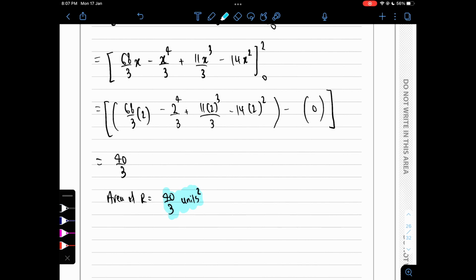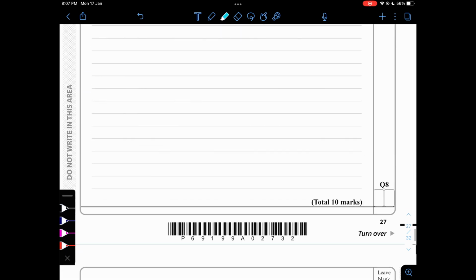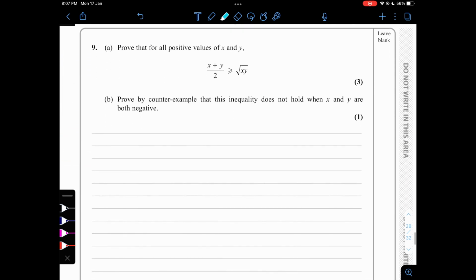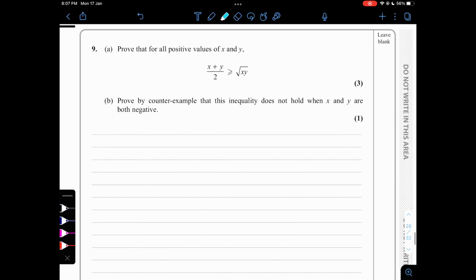Let's move on to question number 9. Alright, so now we're at question number 9. So prove for all positive values of x and y that x plus y over 2 is greater than or equal to the square root of xy. Okay. So the key to this is to work backwards. So I'm going to show you what you can do and then work backwards.